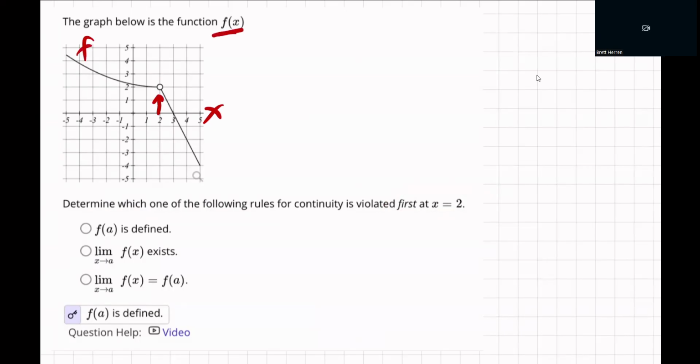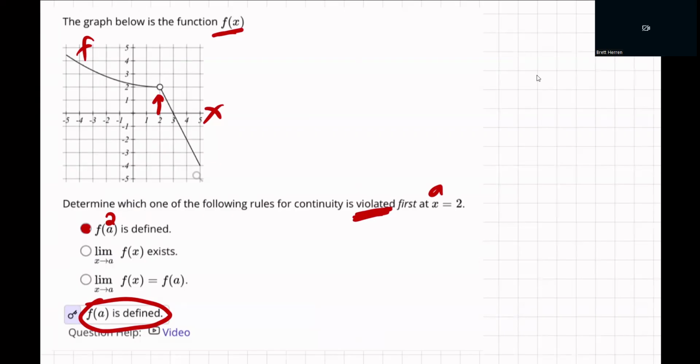So at x equals 2, or I guess they mean a equals 2, whatever. So a is 2. f of 2 is defined. Which of these is violated? Yeah, see the answer key down here? f of 2, so we click that. f of 2 is violated.